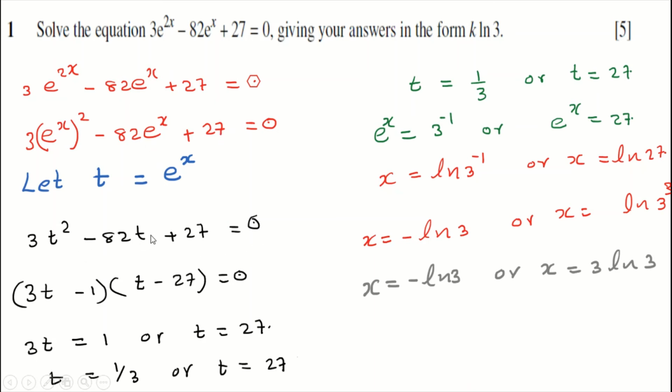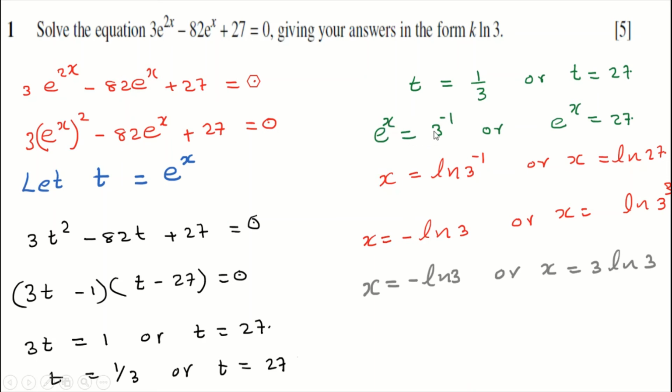This is a simple quadratic equation which could easily be factorized as (3t minus 1)(t minus 27) equals 0. So therefore 3t is equal to 1 or t is equal to 27. t equals 1/3 or t equals 27. Now we replace this t by e to the power x, because t is something we have introduced. We can't leave the answer in terms of t, so we got to come back to x. So t is replaced by e to the power x.